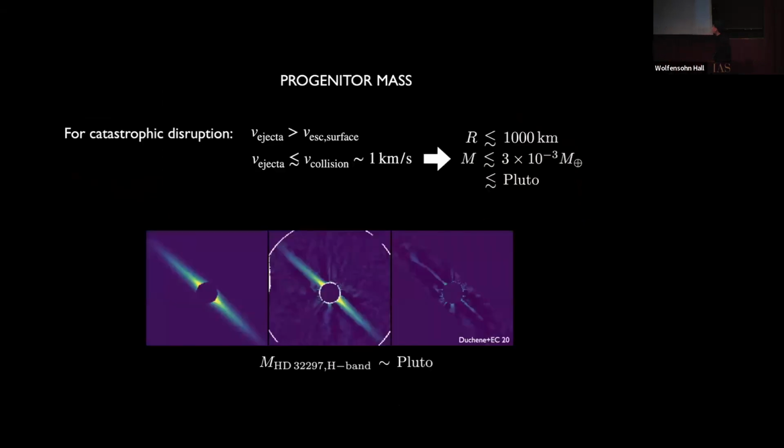How much mass was involved in the destruction? About a Pluto's worth. It can't be too big because the collision velocities out at 100 AU are limited to just a kilometer per second or so, so it can't be too big to take all the debris and just spread it out over large distances. When my colleague Gaspard Duchenne fits the surface brightness profile for this same disk, 32297, seen in H-band, he infers a dust grain population roughly about Pluto in mass.